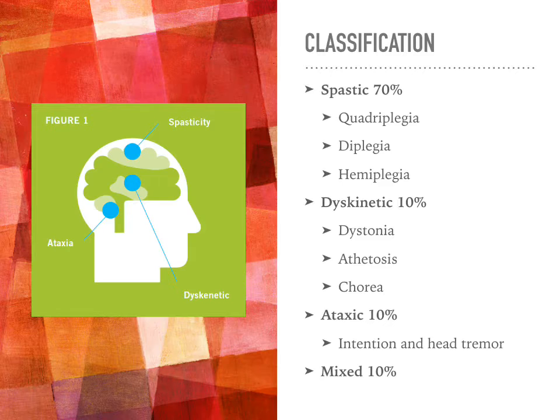Next is ataxic cerebral palsy, which makes up 10% as well. This affects the balance and depth perception, so children will often have poor coordination and walk unsteadily with a wide-based gait. Here you'll see that it affects the cerebellum. And lastly, we have the mixed type, at 10%. These patients don't belong to a single type and have a mixed type of symptoms based on the classifications above.